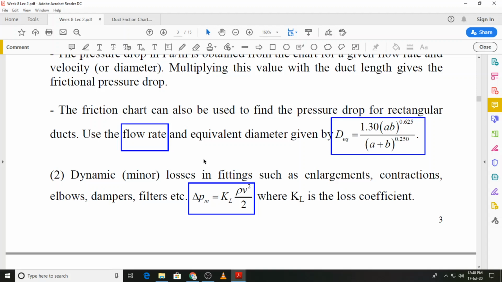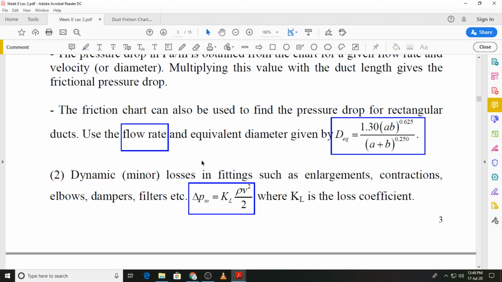One word of caution, do not use D equivalent and the velocity to find out the pressure drop for rectangular ducts. If you are using D equivalent, then use the flow rate only for rectangular ducts. With circular ducts, we have a choice that we can use either the velocity and volume flow rate to find out the pressure drop per unit length. We can also find it out by using the diameter and volume flow rate. So this is a restriction that you have to keep in mind.